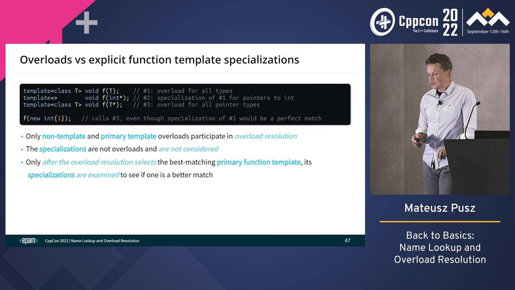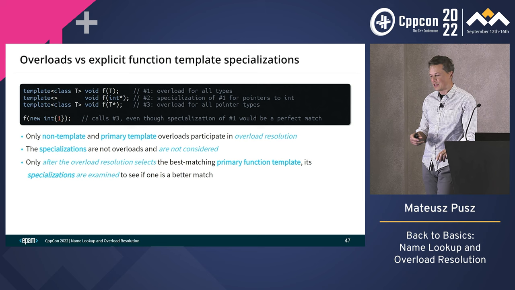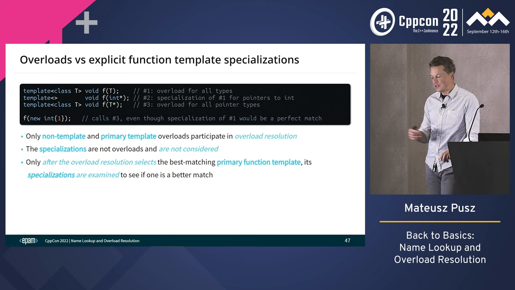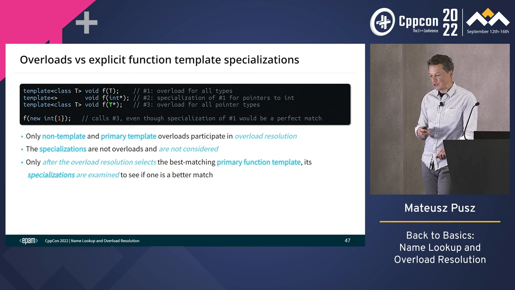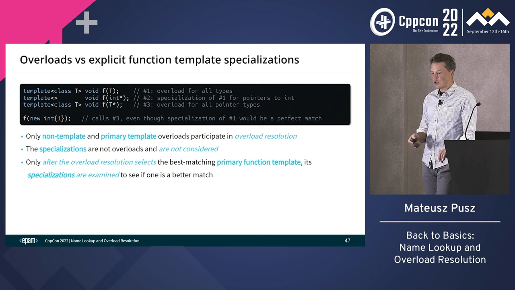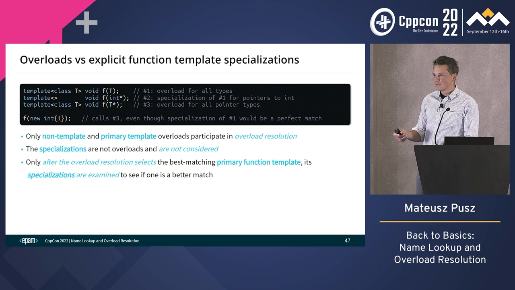The answer is number three because in name lookup, we consider only regular functions and primary function templates. Those end up in the overload set, the candidate set for overload resolution. We never consider specializations at this point. So this is not a valid candidate for the overload set, and it's skipped by the compiler at this point. Then the compiler does the overload resolution and finds the best match. In this case, this one is selected because it is a better match, and then the search is over. If the compiler would select this one in this step, only after this selection will the compiler be looking for a better matching specialization, if there is any. But only if that one was already selected in the overload resolution process as the best match. As this was not the case here, number three is being selected.